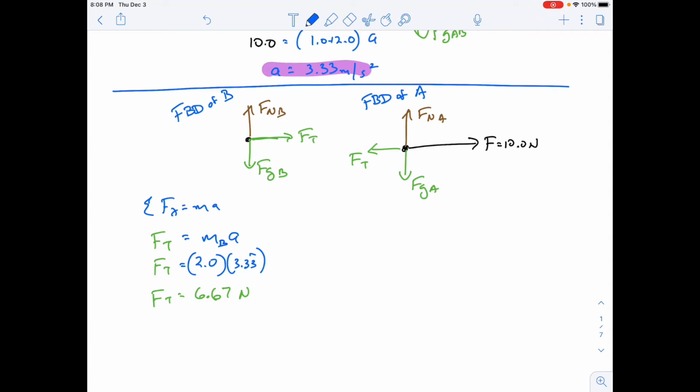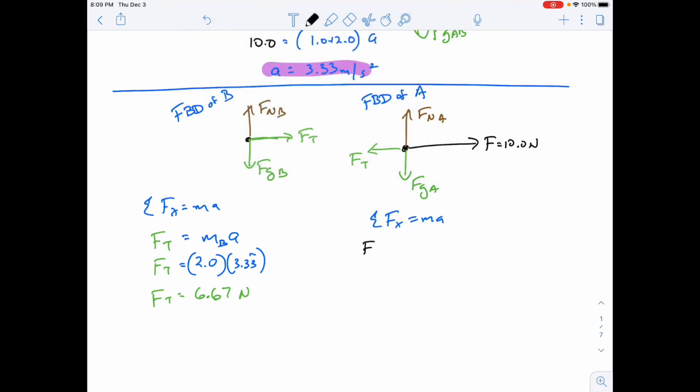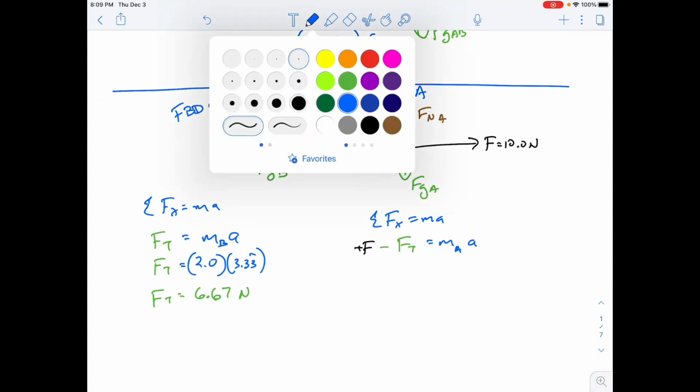I do want to show you, even though we don't need to, the summation of the forces in the x direction for object A. Because for this particular example, we do have the force that's positive, minus the force tension, equals MA. Actually, I should back up here. This is mass A times acceleration.